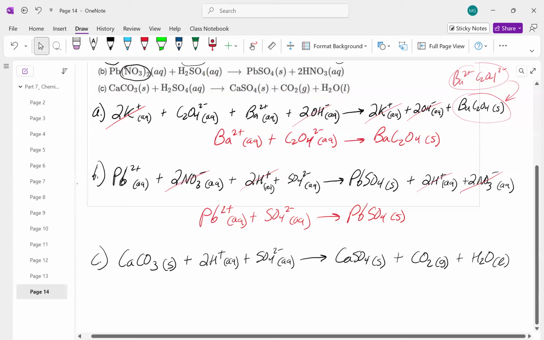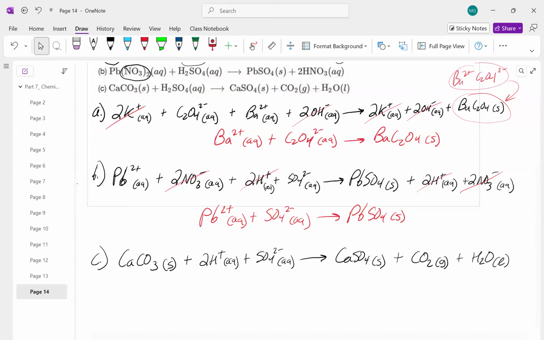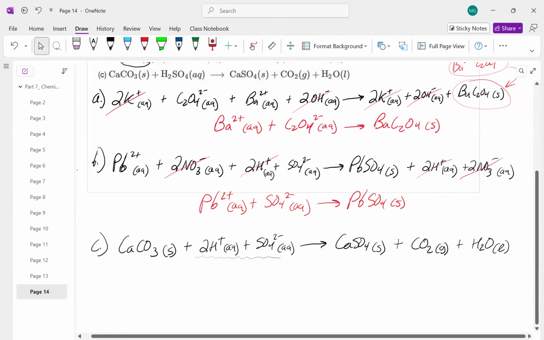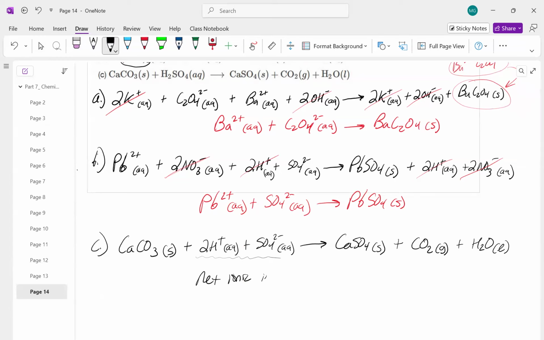Now, for the net ionic equation, do I have anything that is the same on the left and the right? Well, my only ions here are H plus and sulfate. I don't have those on the product side. So my net ionic equation for this answer is the same as the complete ionic equation. And that's fine. There's no rule that says you can't have that. There's nothing to cancel out, so the two equations end up being exactly the same.